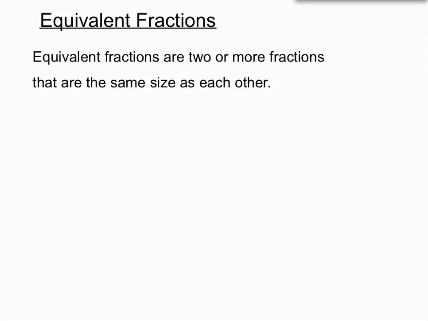Equivalent fractions are two or more fractions that are actually, in the end, the same size as each other. They might take a different format and have different numbers in them, but they're the same size. Let's have a look at a few examples. A half is the same size as 2 out of 4, or 2 quarters, which is exactly the same size as 3 over 6. Or 4 makes up a half of 8, so 4/8. So they're all equivalent fractions.